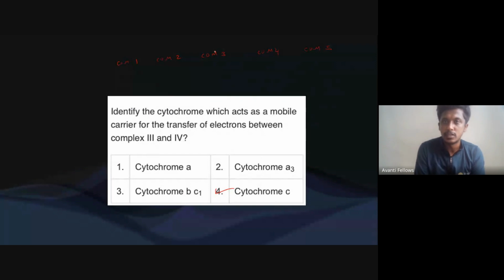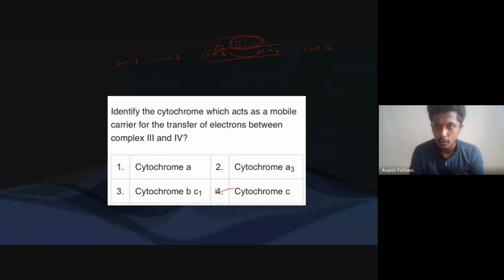Now look here, when the electrons have to go from complex 3 to complex 4, we have something called cytochrome C, which is present on the surface of the inner membrane. Now what does cytochrome C do? I told you they are mobile electron acceptors. They can move from complex 3 to complex 4. Mobile means movable. So when they move, what do we get? We get cytochrome C. Understood? So the answer is cytochrome C.